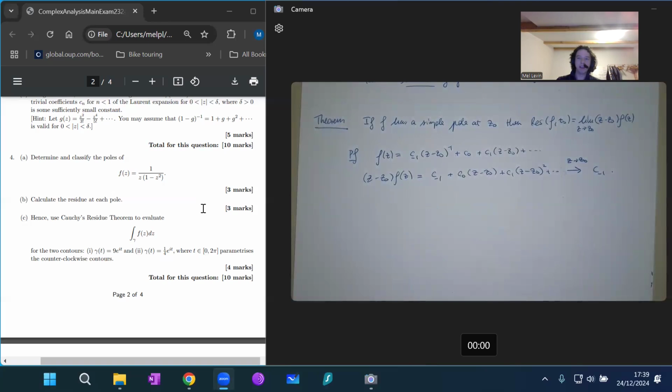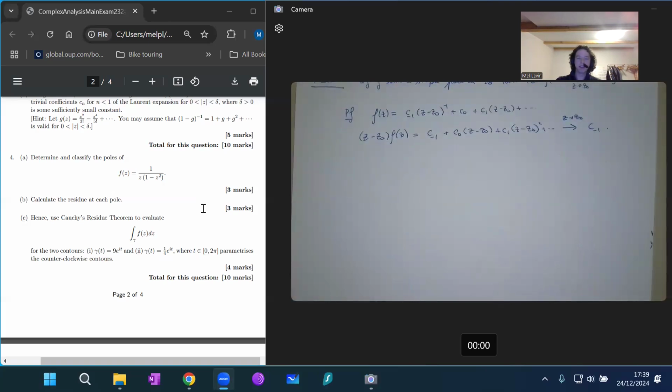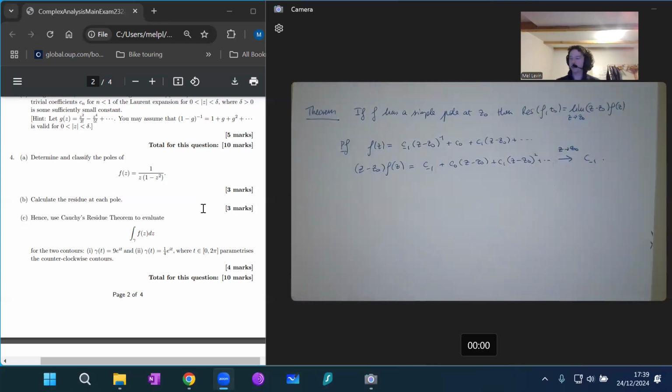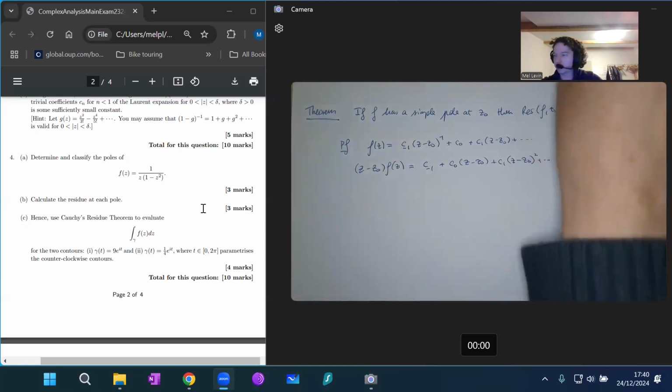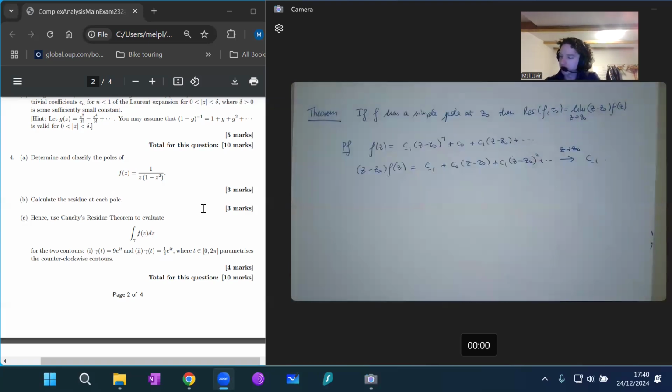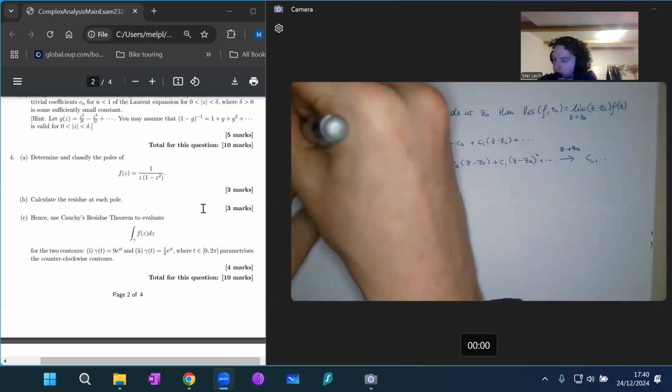Okay. So we're going to use that to calculate the residue at each pole. By the way, this is known as the cover up rule.